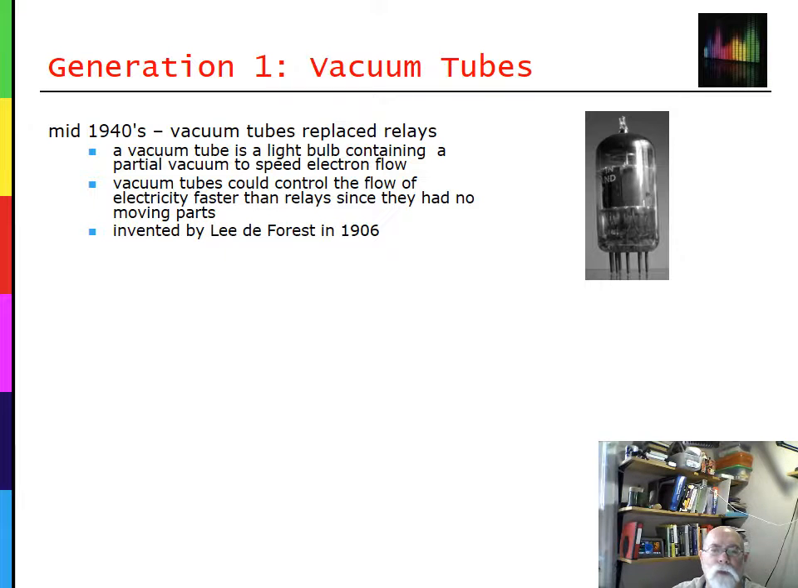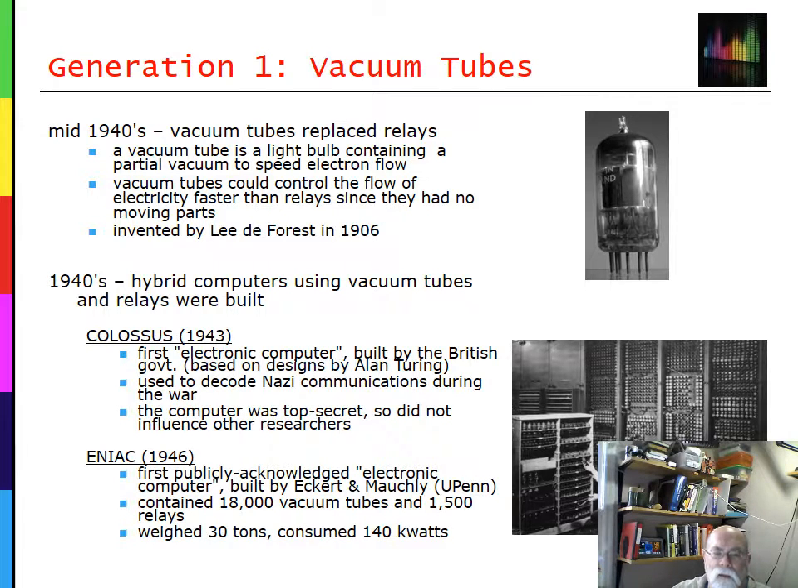By the mid 40s, we're now looking at the vacuum tubes. Think of it as a light bulb that's in a partial vacuum. This speeds up the flow of electrons, which makes everything a lot faster. Also in the 40s, you begin to have the hybrid computer showing up. They're using vacuum tubes and relays at the same time. Colossus in 1943 was used to decode the Nazi communications.